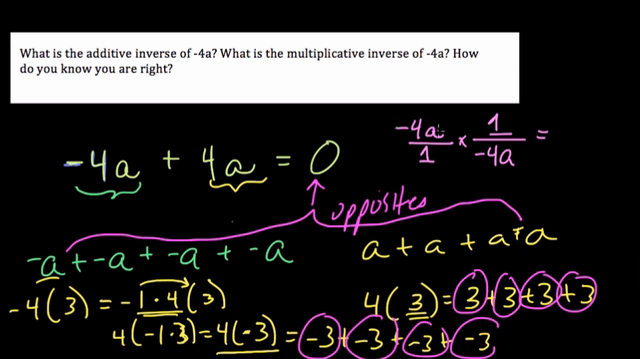Why? Well, negative 4a times 1, you multiply right across. Negative 4a. 1 times negative 4a is equal. So we have something over itself. Anything divided by itself is 1. So that shows you the multiplicative inverse. And that goes back to the idea of the reciprocal.